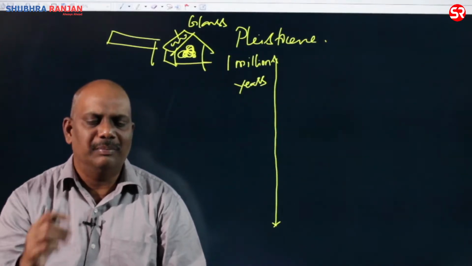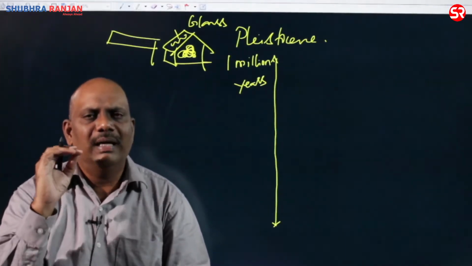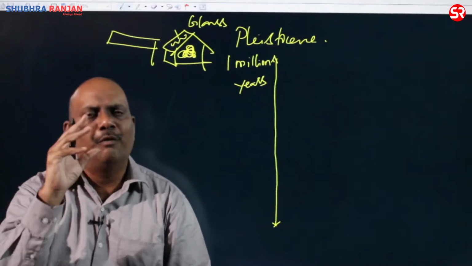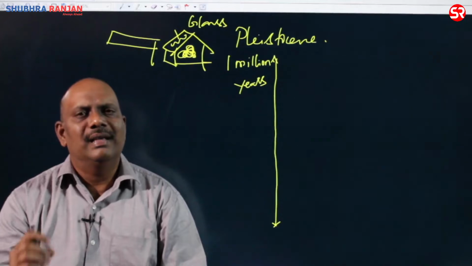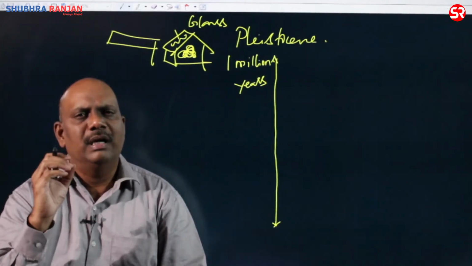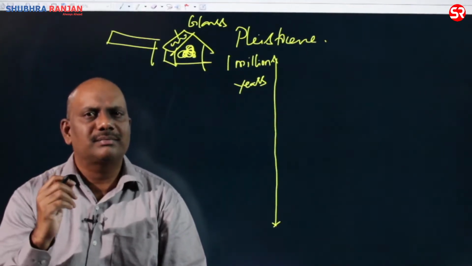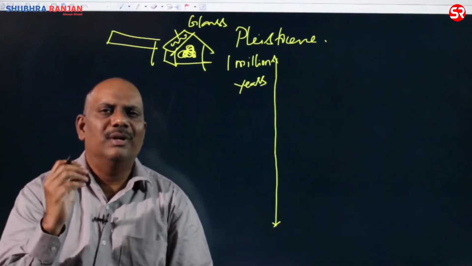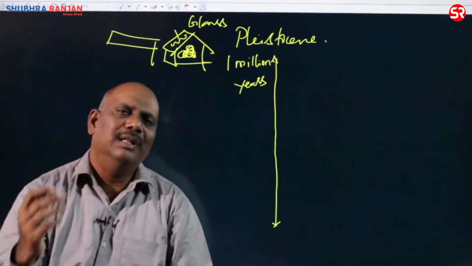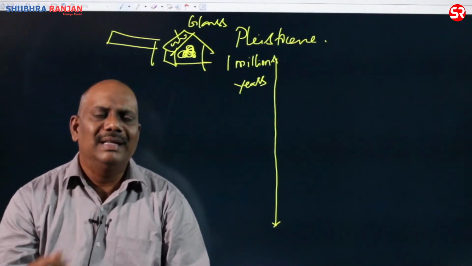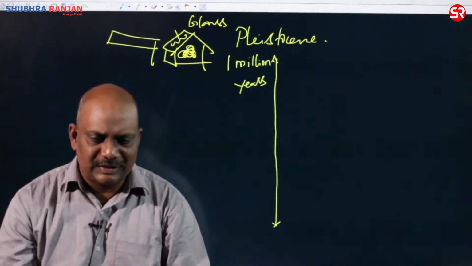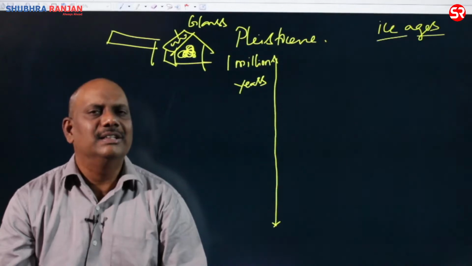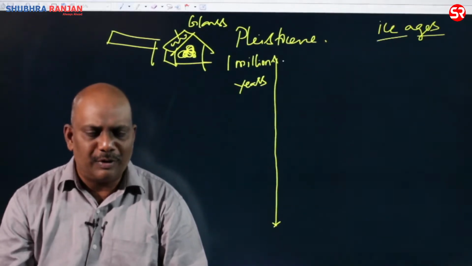So come back to our Pleistocene period. I told you it happened in the last 1 million years. It happened 4 times that the average temperature of the earth went much below normal. As a result, Arctic-like cold conditions prevailed throughout the earth. These are called ice ages. So it happened 4 times.